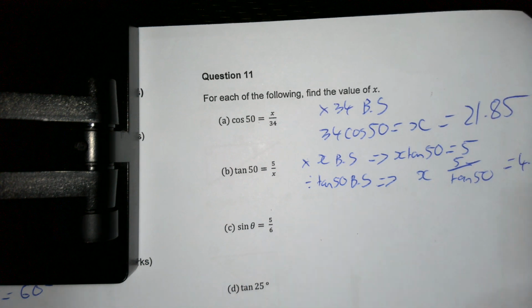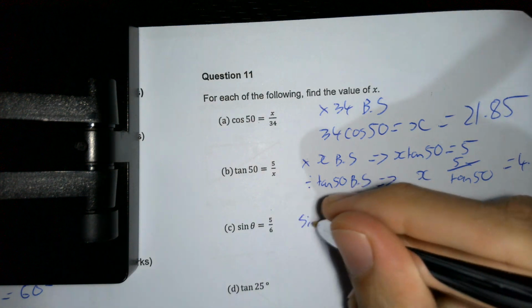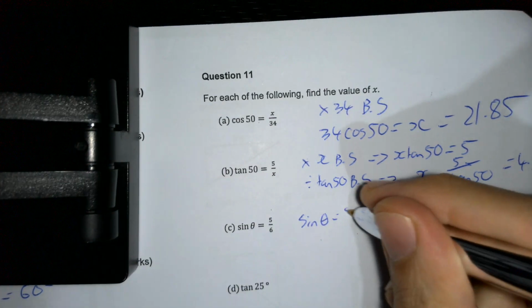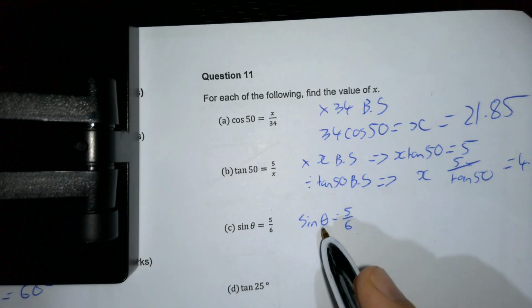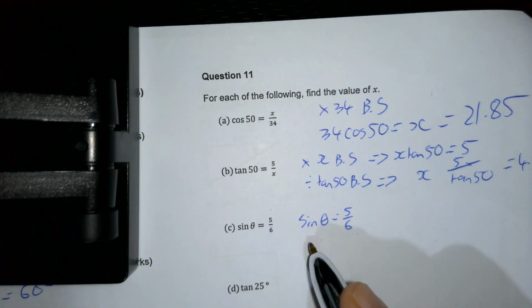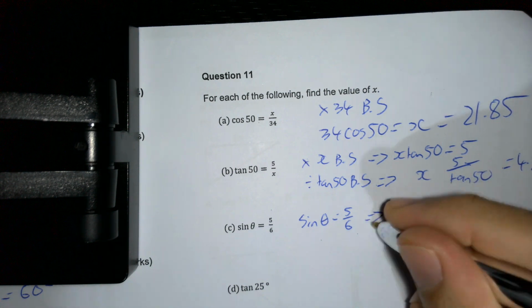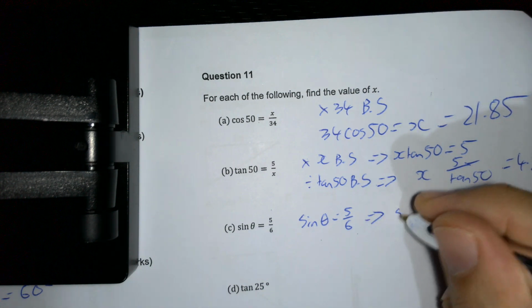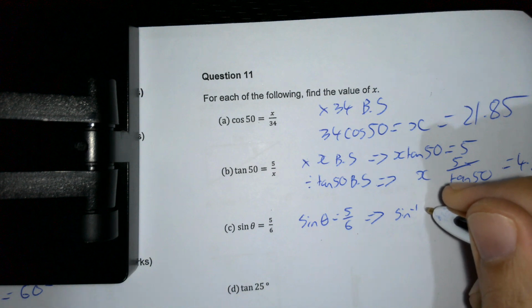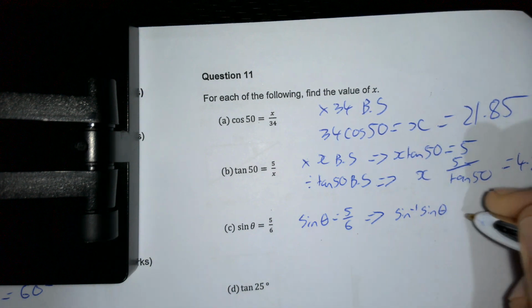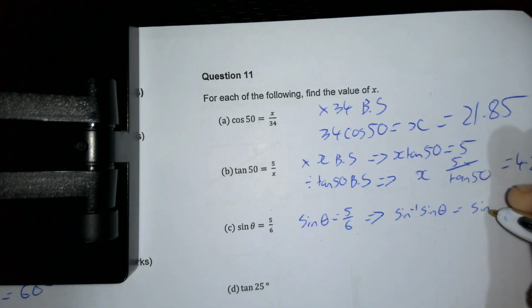Next one, sine theta equals 5 on 6. I am trying to figure out what the theta is, so I want to get the theta by itself. I have to do the opposite of sine, and that's arc sine. So I'm going to arc sine both sides. If I arc sine both sides, I'm going to show it in full. I have sine to the negative 1, and then sine theta, and on the other side I have sine to the negative 1, 5 on 6.